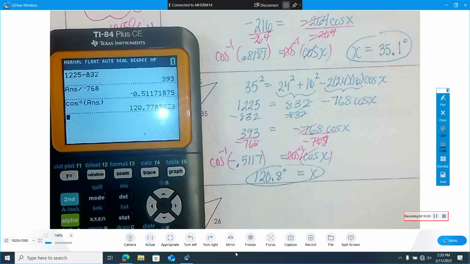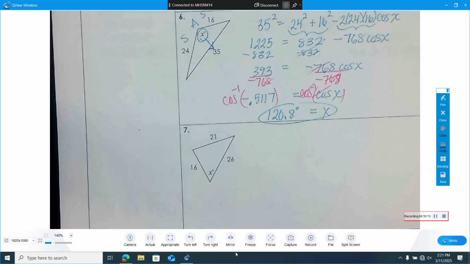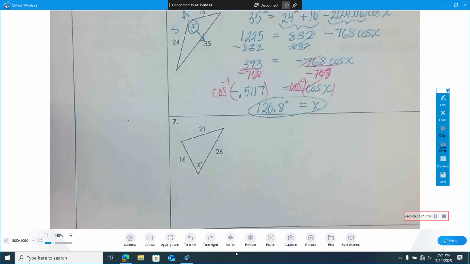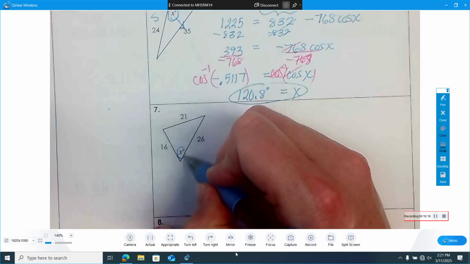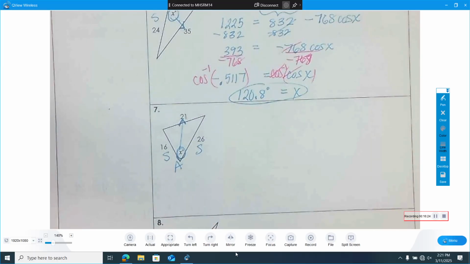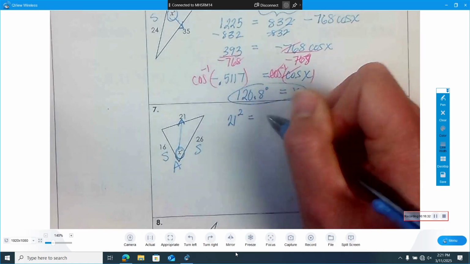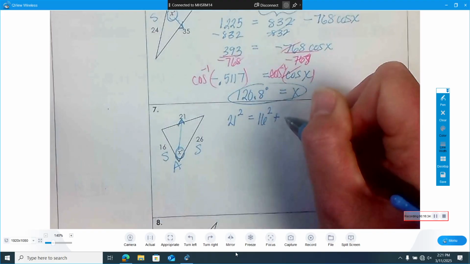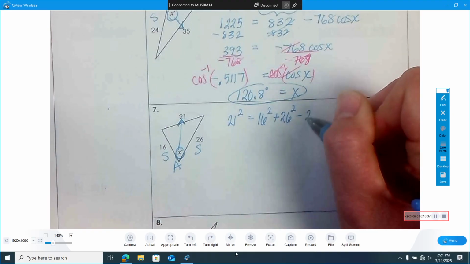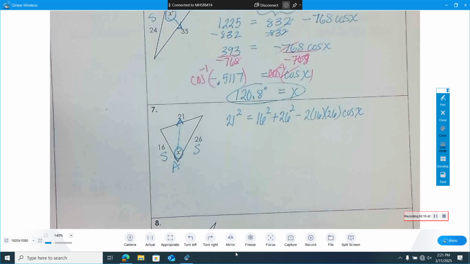Questions on any of these so far? No? Okay. All right, last one. I'm going to do this last one just to make sure it's in there real good. We got our angle x. We have our opposite side of 21. And we have side, angle, side info. How does my formula start? 21 squared equals side squared plus side squared minus twice the product times the cosine of our angle x.